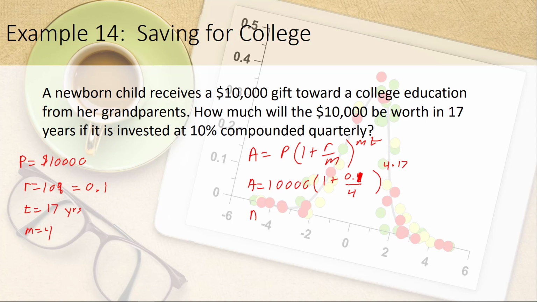That will give us that A is equal to $10,000 times, 0.1 divided by 4 is 0.025, plus 1 is 1.025, and that is raised to the 68th power. And that will give you a value of $53,607.165. And in dollars and cents, that will be $53,607.17.